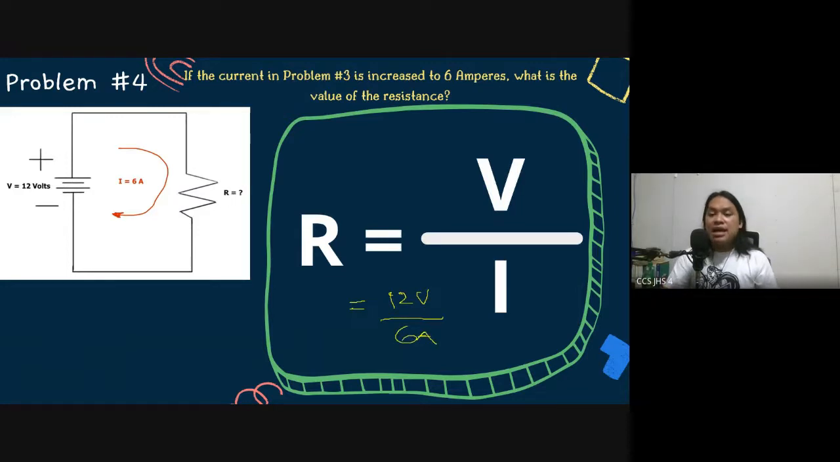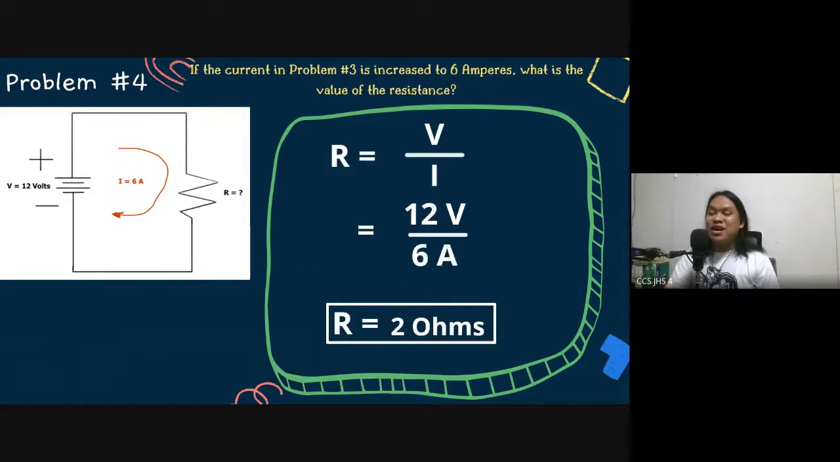Another difficult question coming from our lesson. Okay, very good. You got the answer? Very good. 12 divided by 6 is 2 ohms. So resistance is equal to 2 ohms. So can we say that the statement from Ohm's law is correct?